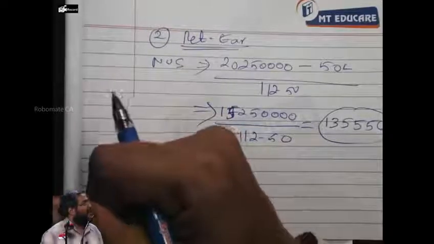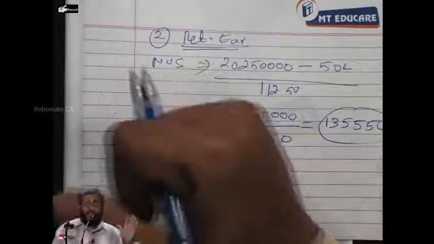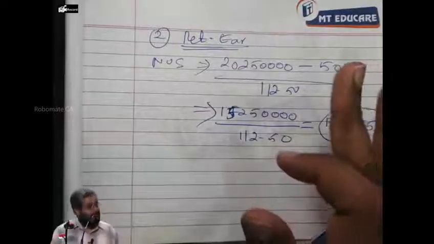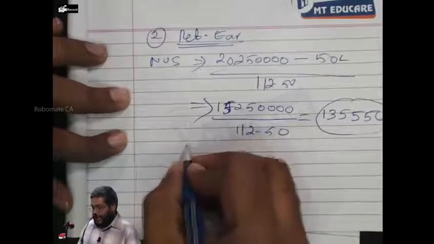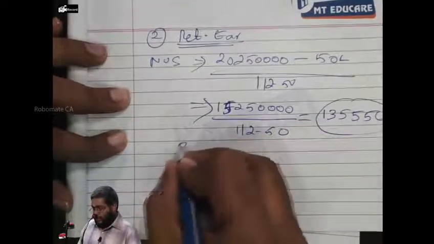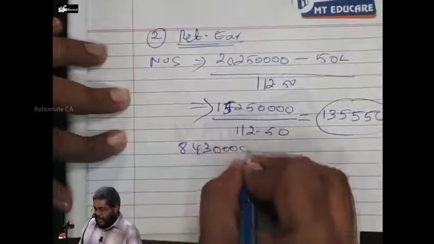Both are shareholders' money, correct? That means the new project value doesn't change. The old value also doesn't change. The company value continues to be 6 crores plus 2 crore 40 lakhs. How much? 8 crore 43 lakhs. The company value is going to be 8 crore 43 lakhs.